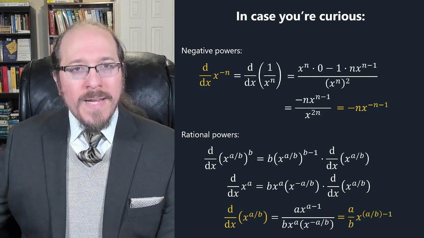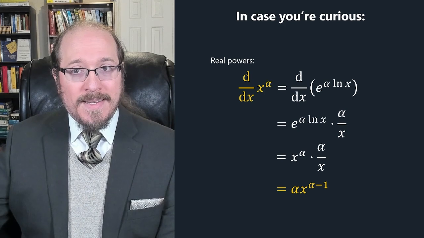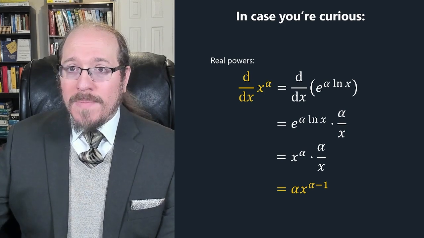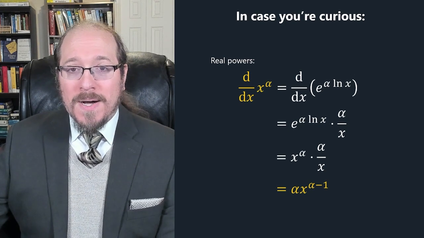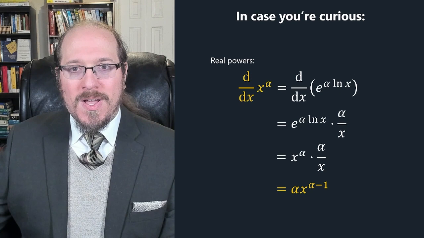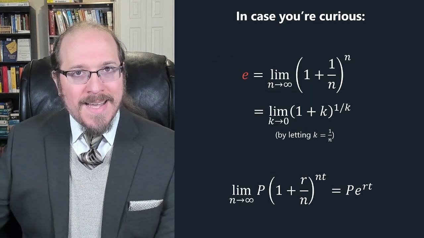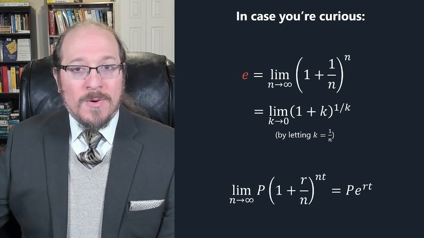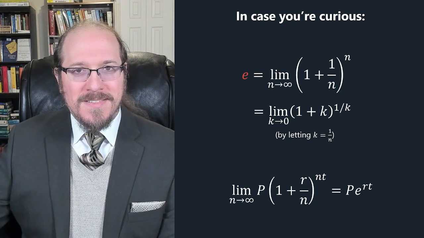For general real powers, we would need to make use of the derivative of e to the x. That would mean we'd need to prove the derivative of e to the x as well. But we can also use the limit definition of the derivative for that, once we know that e itself is defined as a limit, one that originally comes from the idea of continuously compounded interest.